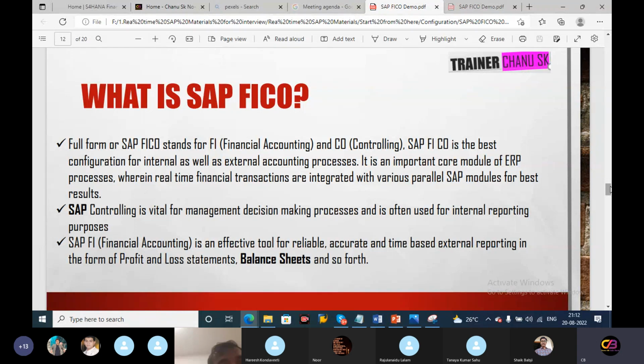SAP CO is tightly integrated with the FI module, the SAP MM module and the PP module also, and the SD module also. So that is the reason SAP is a very integrated software, and that is the reason it is a little bit complex for us to learn all the modules.